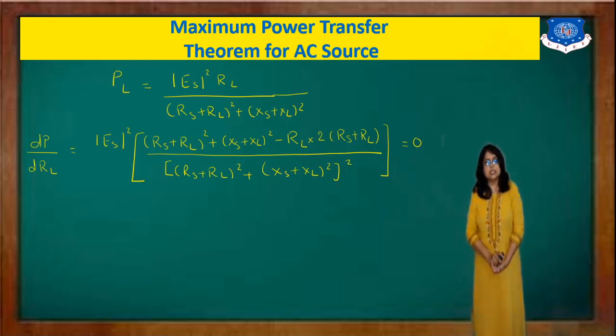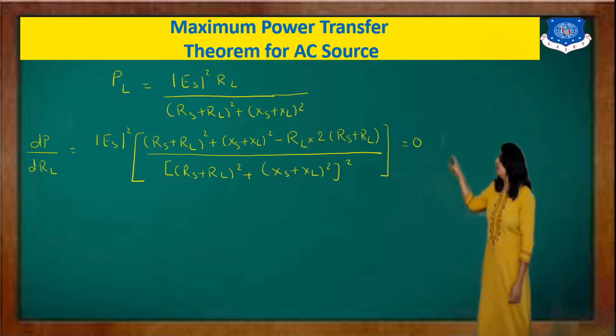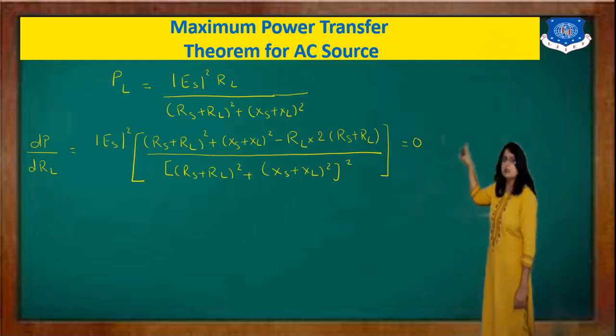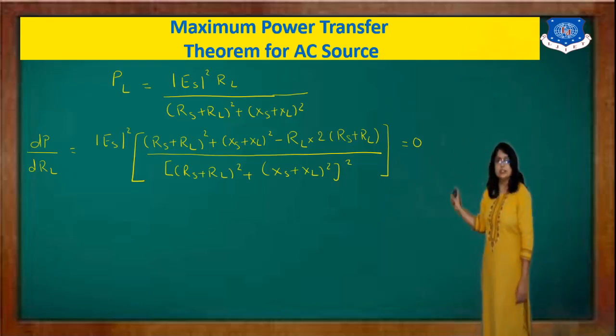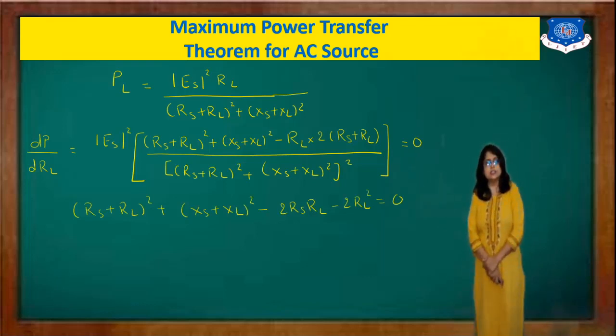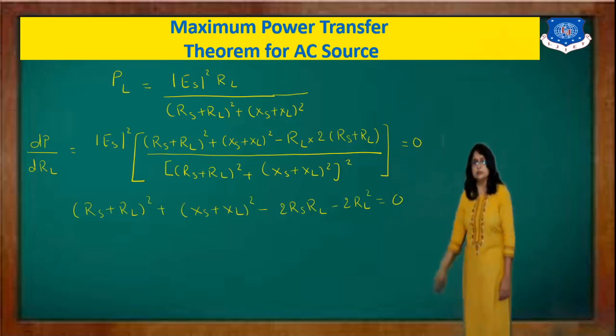ES square is constant, then RL differentiation is 1, just write the numerator, minus RL, take the differentiation of the denominator, that is 2 times RS plus RL, and XS plus XL that equal to 0 because it's a constant. Divided by denominator square. Now this goes here 0, ES square 0. So finally we will get this. Just we need to solve this.